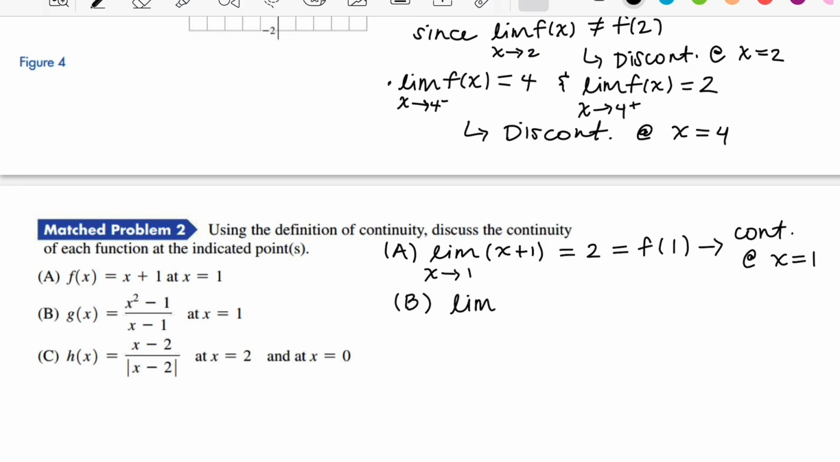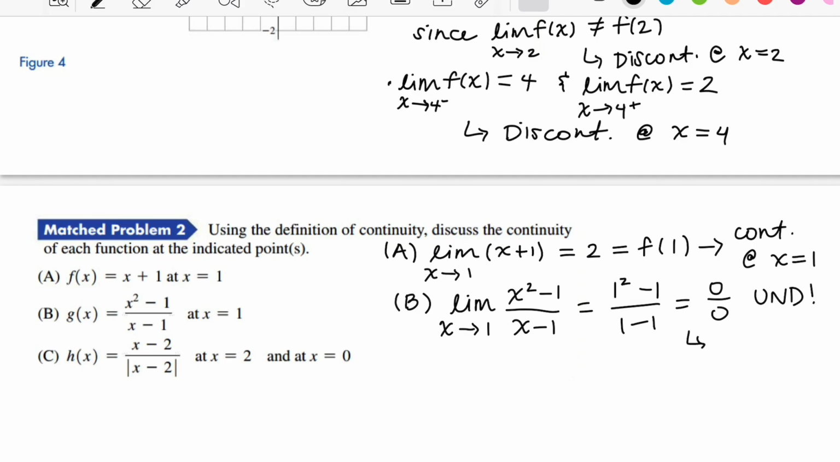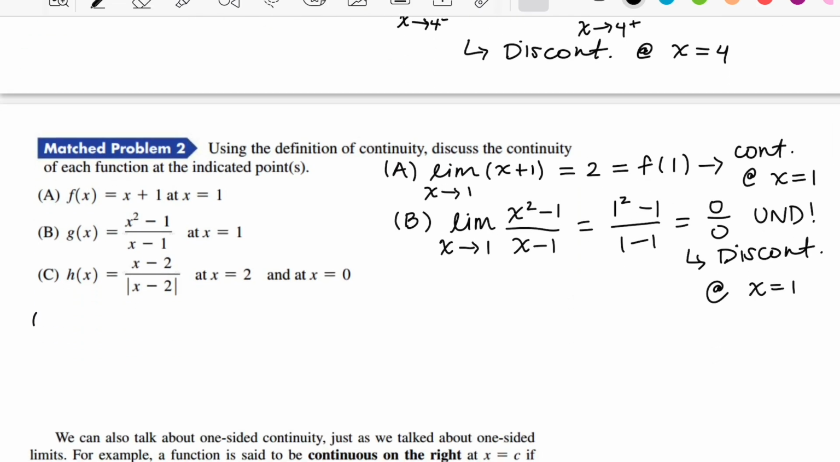So we're going to do the same thing. We're going to look at the limit of our function here as x approaches 1. So we'll plug 1 into our function, and we end up with 0 over 0. So our function is undefined and therefore discontinuous at x equals 1. All right, and then lastly, we'll look at C here.